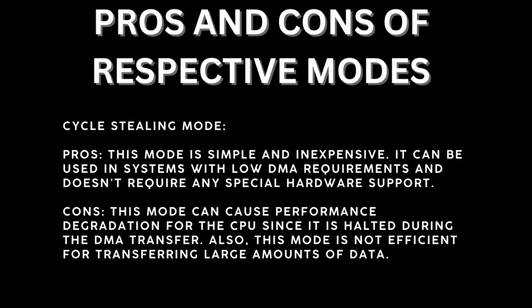The first is cycle stealing mode. Pros: this mode is simple and inexpensive. It can be used in systems with low DMA requirements and doesn't require any special hardware support. Cons: this mode can cause performance degradation for the CPU since it is halted during the DMA transfer. Also, this mode is not efficient for transferring large amounts of data.